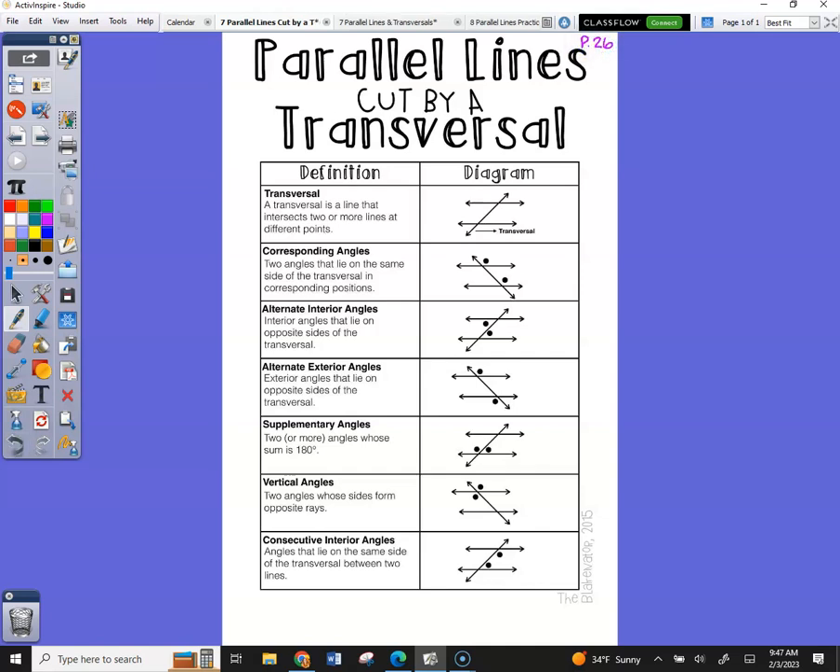Okay, page 26. This little piece of paper is what you're going to refer back to. We do have new vocab words today. Good news, I'm not making you write the definitions. I typed them. You don't have to fill in the definitions. Bad news, you do have new vocab words that you absolutely have to learn.